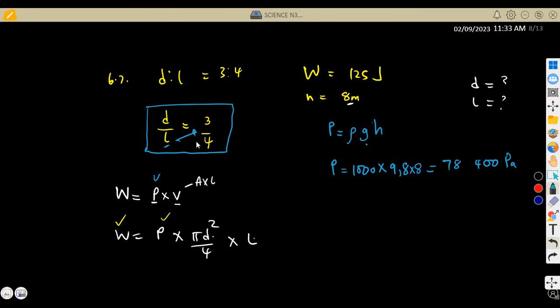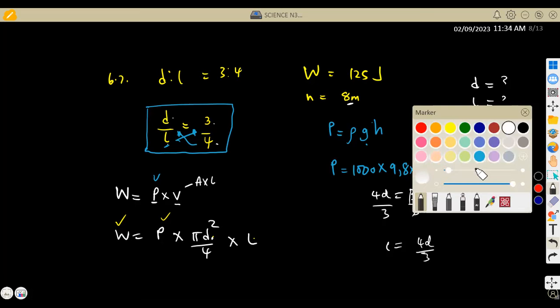So cross multiply, we are going to obtain 4 times D, which is 4D, is equal to L times 3, which is 3L. So if you divide by 3, L in terms of D is 4D over 3. What I was trying to say is that if you make D the subject, then you have to substitute that D and square it, so it's going to be more challenging than to make L the subject. Okay, so this is our L in terms of D.